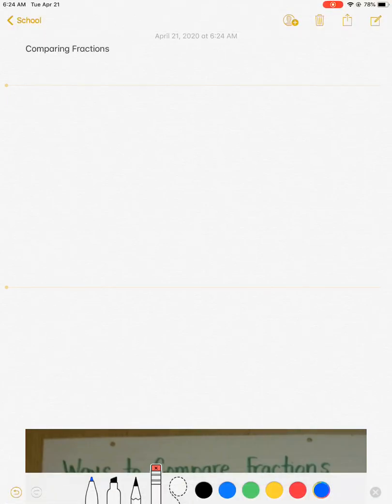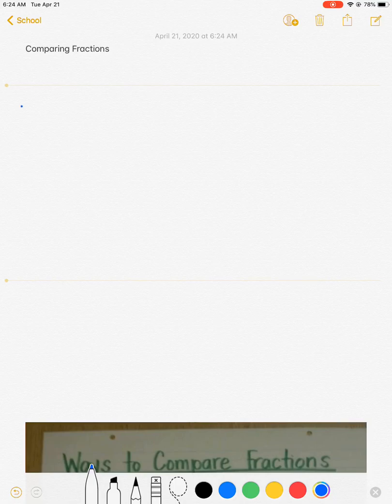Hello everyone, today your lesson is going to be about comparing fractions with different numerators and different denominators. So let's think, what are some different ways and different tools you could use to compare fractions? What's one way you could compare fractions? Let's look at some ideas. We can compare fractions on number lines.